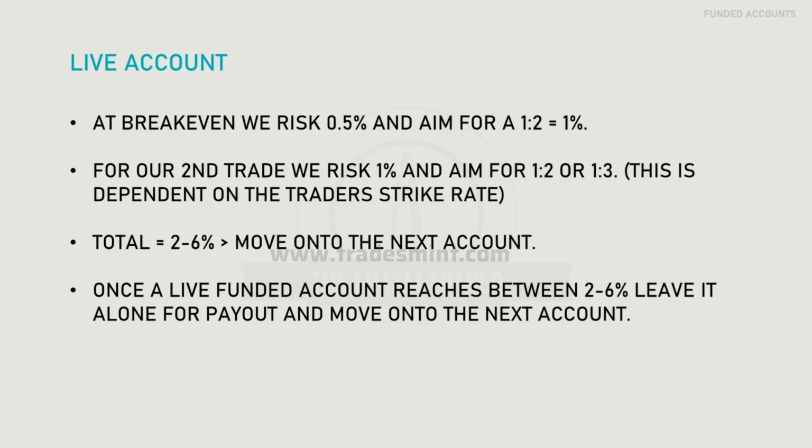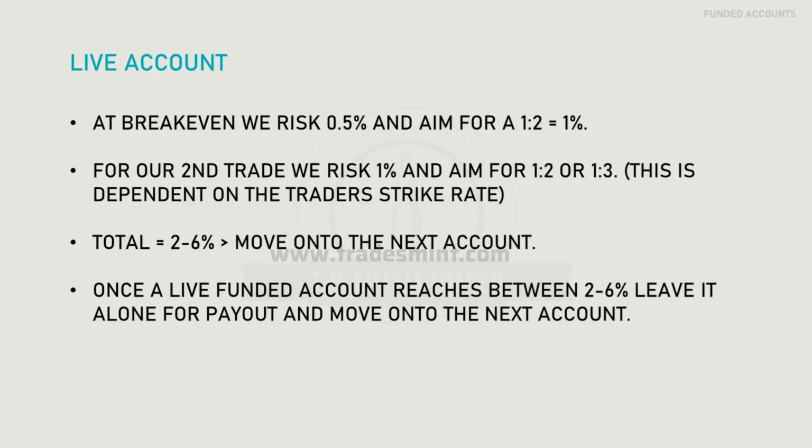So now that we've attained that live account at break even, we risk 0.5% and then aim for a 1 to 2. Now we have a 1% buffer, right? So for a second trade, now we can risk 1% and then aim for a 1 to 2 or a 1 to 3. And that depends on the trader's strike rate.